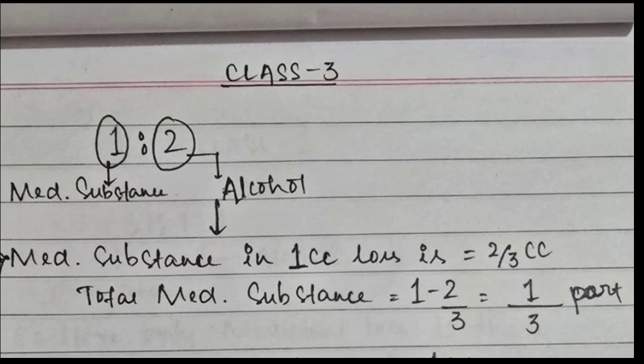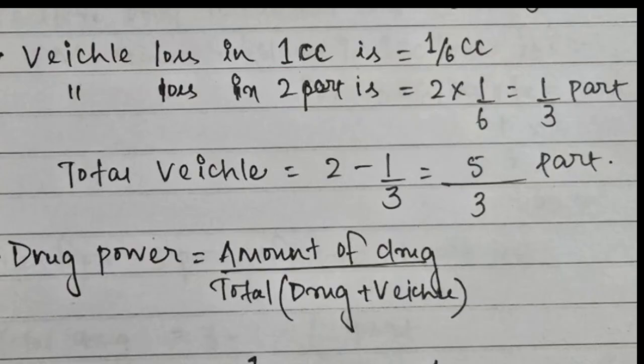So vehicle is your alcohol and for vehicle loss in one part is 1/6 part. Okay, for vehicle loss in one part is 1/6 part. So total amount of vehicle in class 3 is 2 parts. So for 2 parts it is 2 into 1/6, that is 1/3 part. Okay, so loss is 1/3 part but total vehicle, how to calculate, 2 parts minus 1/3 part, that is 5/3 parts. Okay, so what we got here, we got our total medicinal part and total vehicle part.